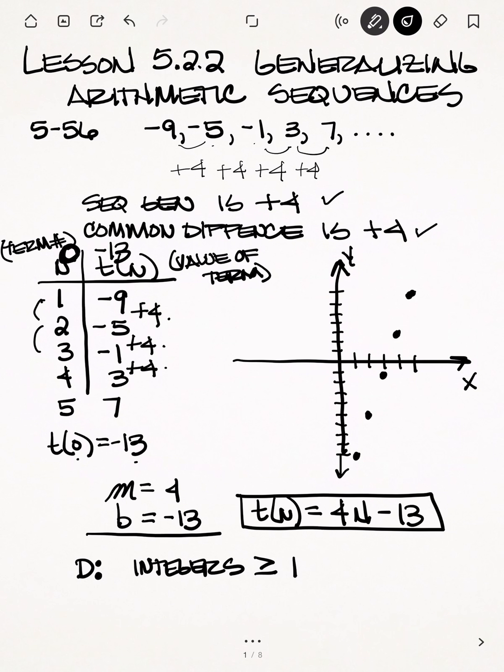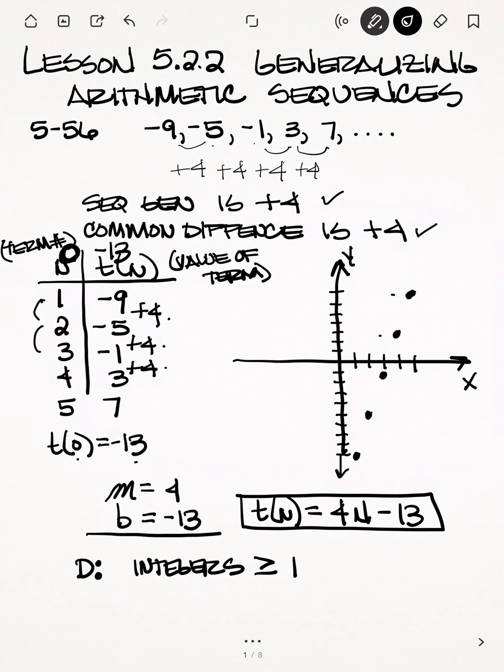The last part of this problem asks, how is the common difference related to the graph and the equation? Well, we learned that the common difference, which is our sequence generator, is also our slope. It is the number in front of n in the equation, and it is our slope when we go from one point to the next. We go up 4 over 1, up 4 over 1, up 4 over 1.